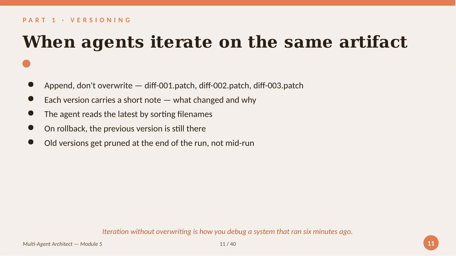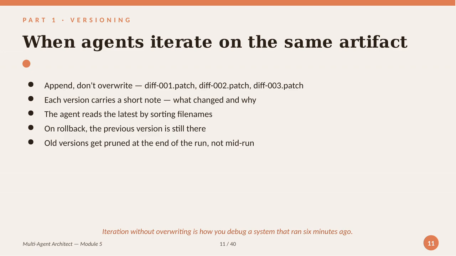State versioning. The pattern for when agents iterate on the same artifact. Append. Don't overwrite. diff1, diff2, diff3, separate files, ascending numbers. Each version carries a short note in its file name or a sidecar, what changed and why. The agent that needs the latest version sorts the file names and grabs the highest.